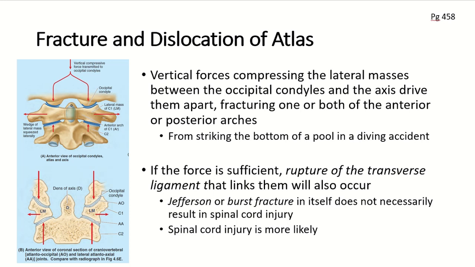If that force is sufficient, it can not just fracture the occipital condyles and the axis, but can also rupture the transverse ligament that links them. And so the resulting Jefferson or burst fracture doesn't necessarily result in spinal cord injury because the dimensions of this bony ring actually increase, but you will get a spinal cord injury if the transverse ligament has also been ruptured in addition to the fracture of the lateral masses.